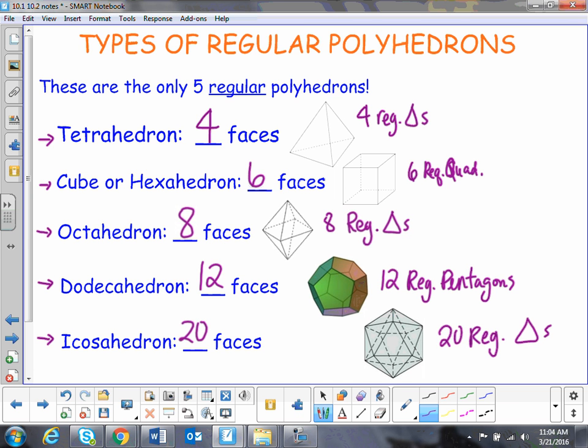Okay, so to make a regular polyhedron, it only works with these shapes: triangles, squares, and then that pentagon. Be able to, if I ask you what an icosahedron is, tell me what it's made up of. If I ask what a regular polyhedron that is a dodecahedron is, tell me what it's made up of. What kind of regular polygons?